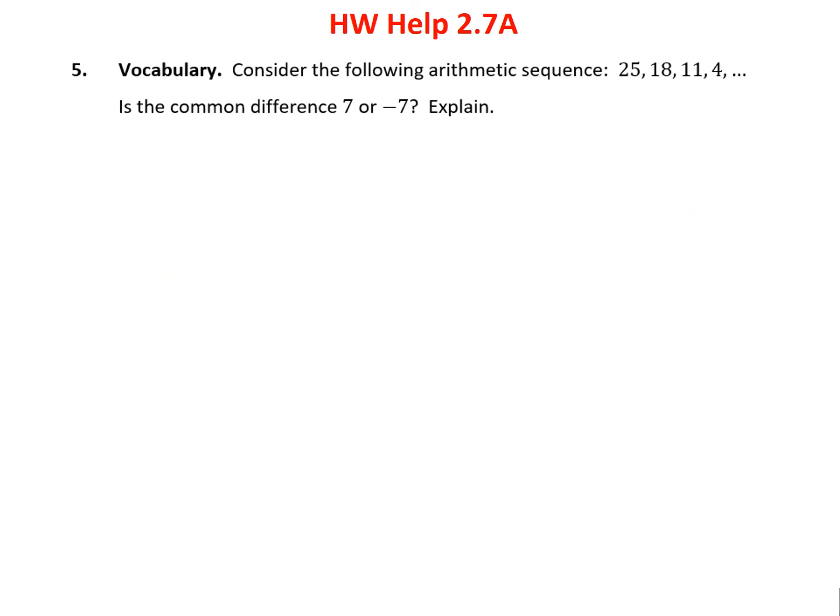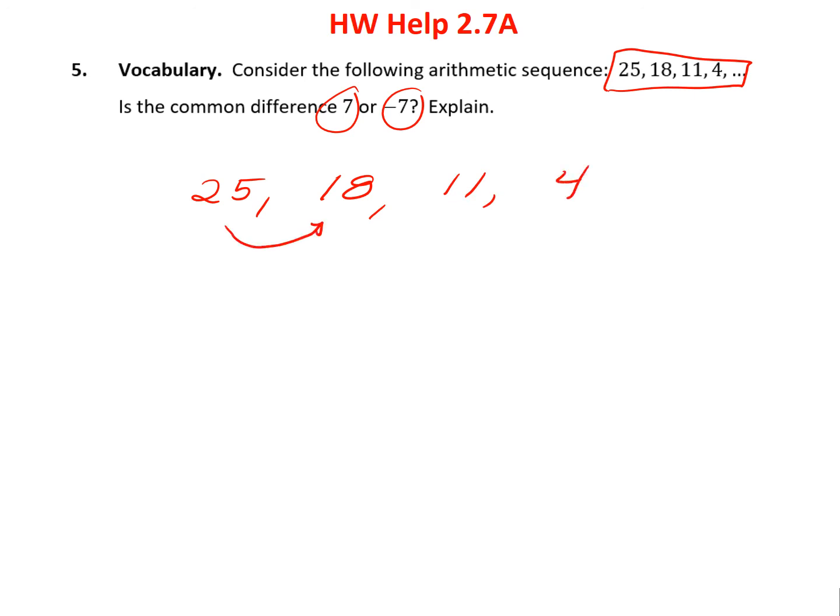Problem 5 is a vocabulary question. It says consider the following sequence here, and they want to know, is the common difference 7 or minus 7? So let me write it out again here. 25, 18, 11, and 4. So I want to know what changes to get here. Well, I can do it this way. To go from 25 to 18, I end up going down, with minus 7. In other words, 25 subtract 7 is 18. 18 subtract 7 is 11, and 11 subtract 7 is 4.